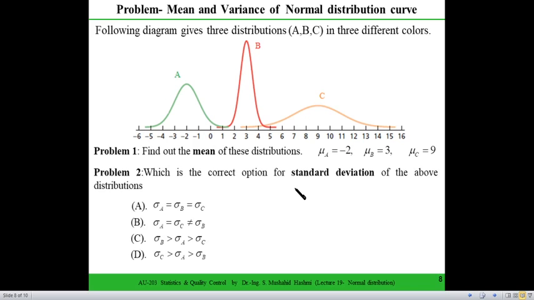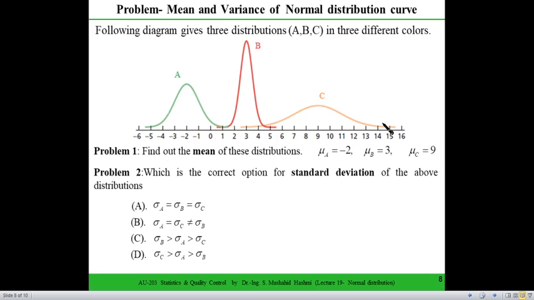Okay, in the next part, let's say you have to answer which is the correct option for the standard deviation of the above distribution. So just pause this video and try to answer this second problem. As you see, A is a typical bell-shaped curve, and B has a very small spread, while C is more spread out.